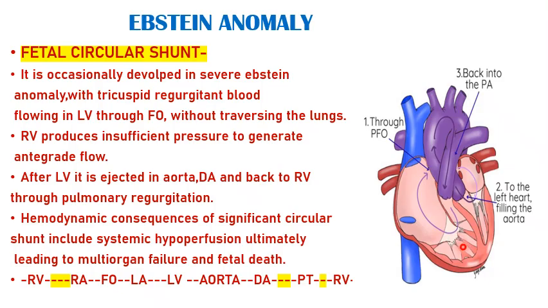Here we can see flow in severe anomaly. Blood is flowing from the right ventricle to the right atrium, from the foramen ovale to the left atrium, then left atrium to left ventricle to aorta, and from aorta to ductus arteriosus. The aorta tries to give blood to pulmonary blood flow, but from the ductus arteriosus it comes back to the right ventricle because of pulmonary valve regurgitation, and from the right ventricle again goes to the right atrium.